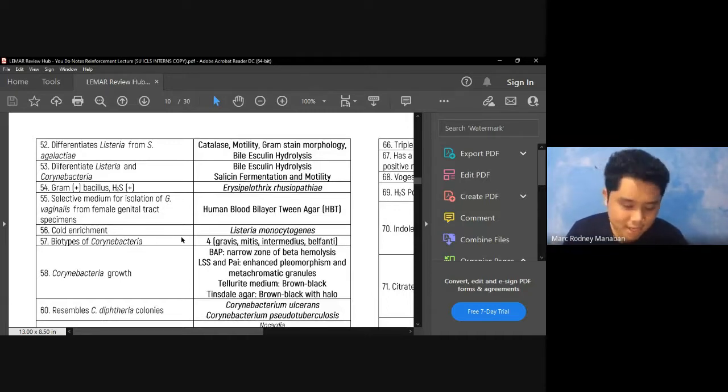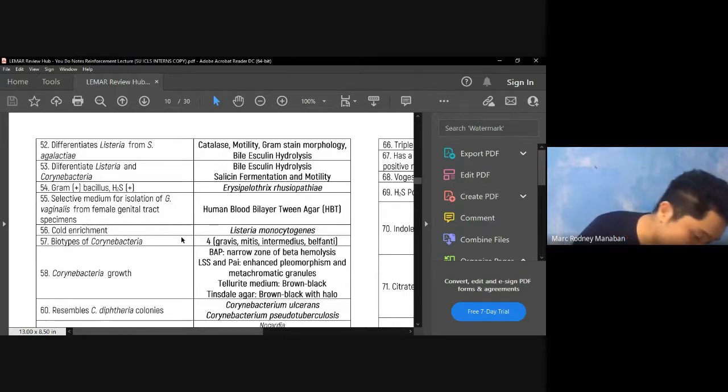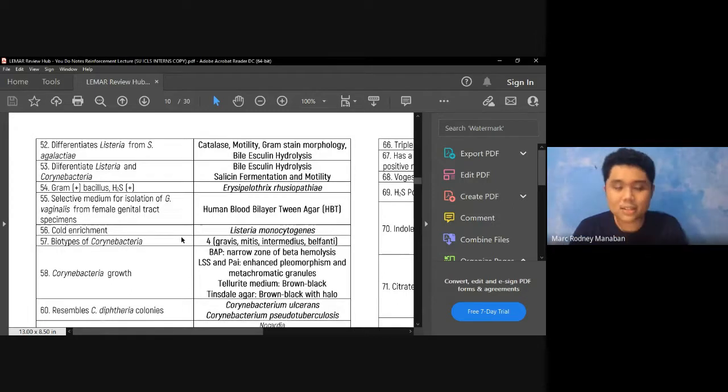All right, okay. Next, what is the selective medium for Gardnerella vaginalis? Your human blood bilayer Tween agar, your HBT. Okay, all right. Next, cold enrichment method is for, of course, Listeria monocytogenes. But you can also use that for Yersinia enterocolitica. All right. Biotypes of Corynebacteria, of course, you have four: the gravis, the mitis, the intermedius, and belfanti. I think that's in Dean's book and in the lecture.